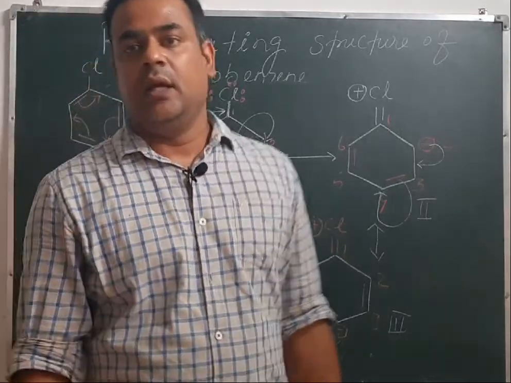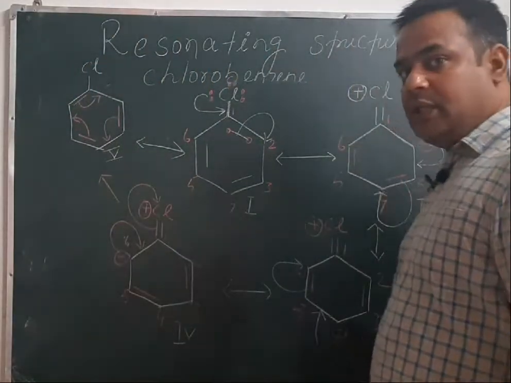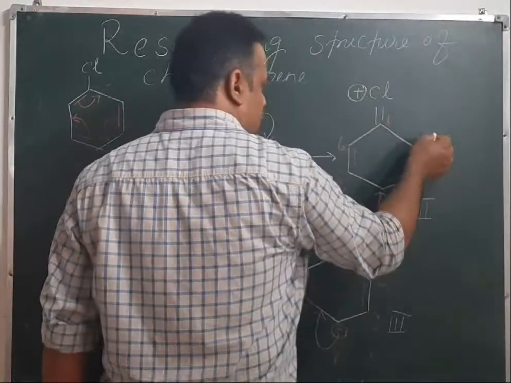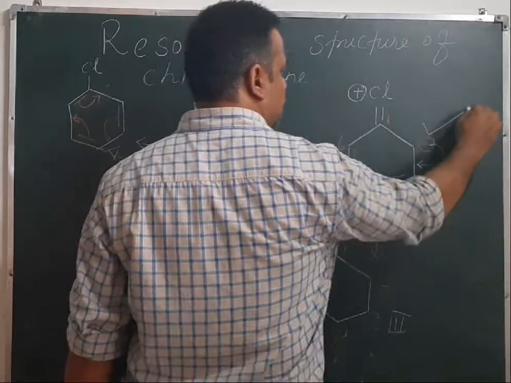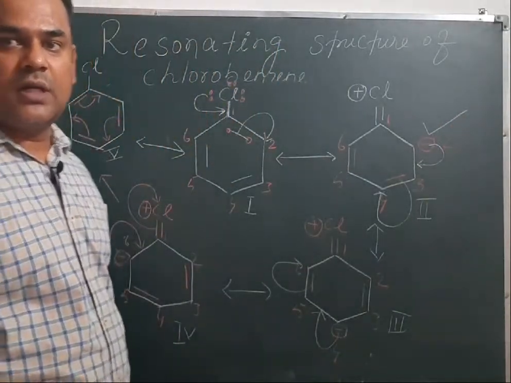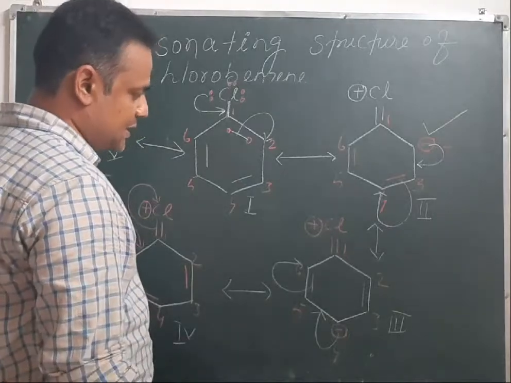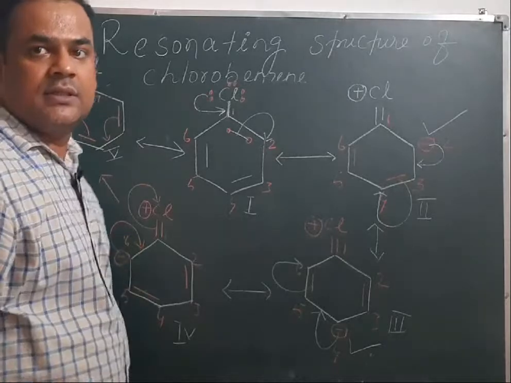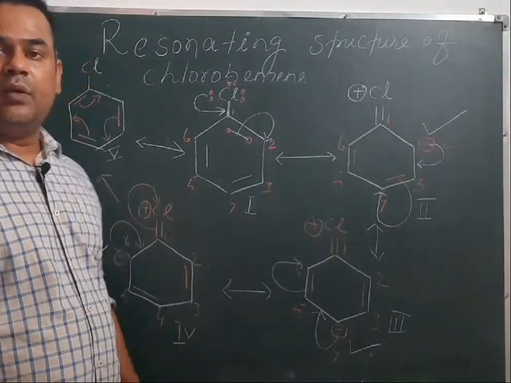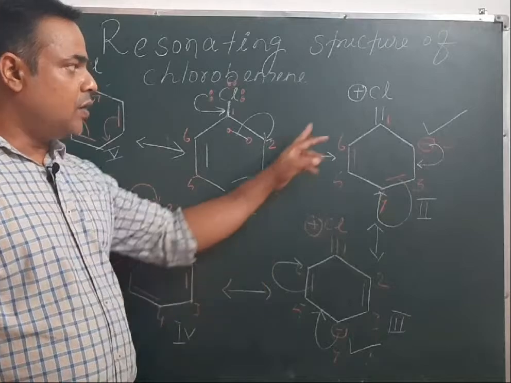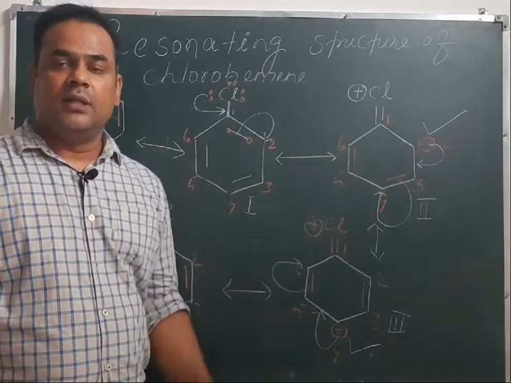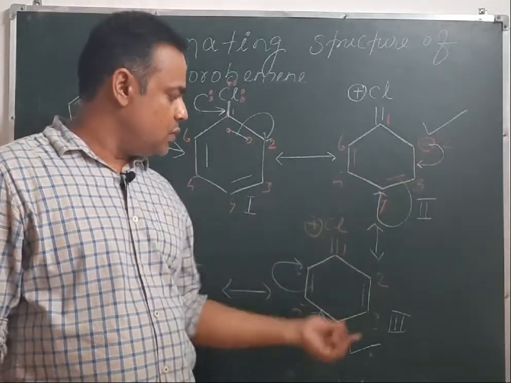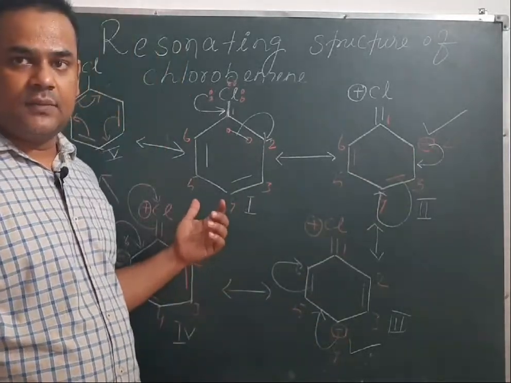Now the important thing here is, you can see the negative charge is on carbon number 2. You can see negative charge on carbon number 2. Then there is a negative charge at carbon number 4, and then there is a negative charge at carbon number 6. What is the meaning of this? The meaning is that out of all the 6 carbon atoms, the electron density in the case of chlorobenzene will be maximum at carbon number 2, 4 and 6.